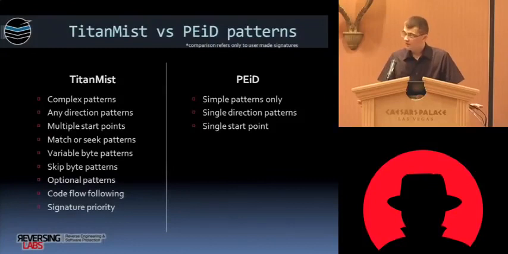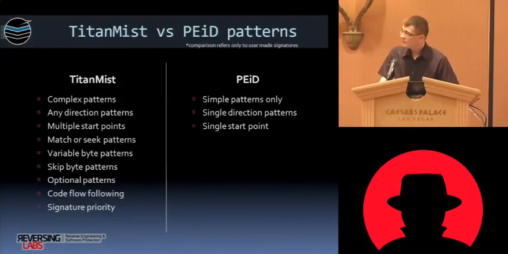For the PID, you have only single direction patterns, and for the TitanMist, as we saw, we can go either direction, we can follow calls or do anything. Now, for the PID, we only have one starting point, that's the original entry point, and we can follow, and we can search for our patterns anywhere in the file. But we said that's not good enough, because files can be big in size and we don't want to waste our time scanning the entire file. That's why we added more starting points for our signatures.